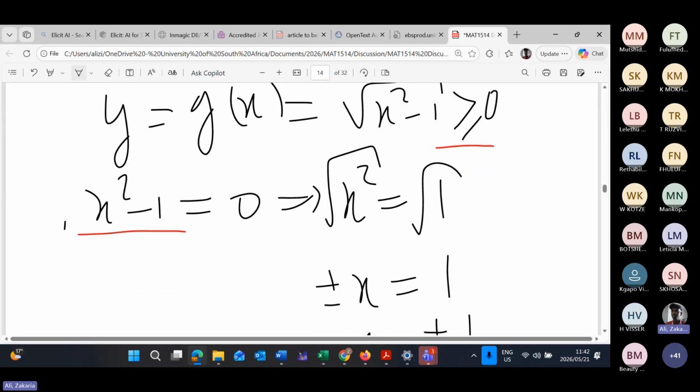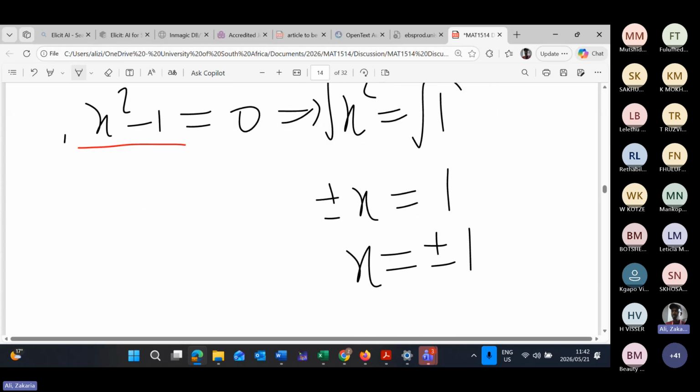Now, this is where you are allowed to use that technique of passing the square root around, and then you get x equal to plus or minus 1. Once you get x equal to plus or minus 1, you pop it there and you will see that the function f is 0, right? Or function g is 0. Now the question is, if that is the case, will that affect our range?